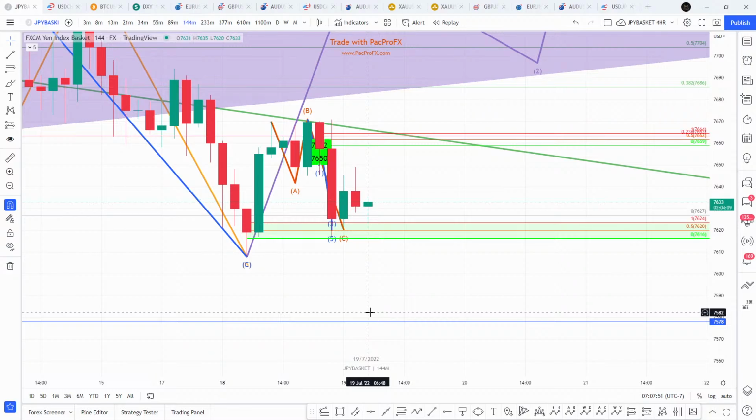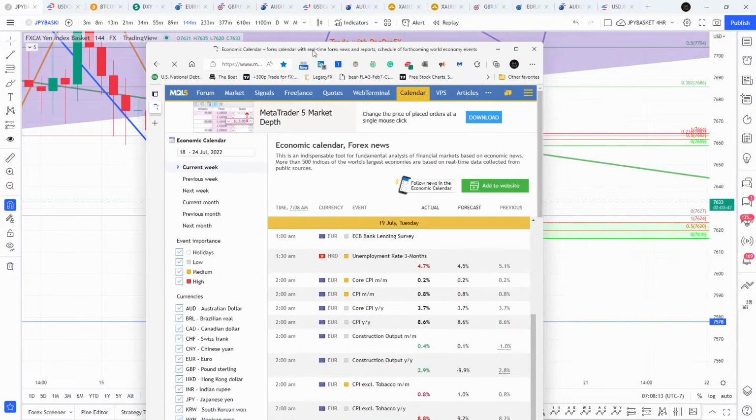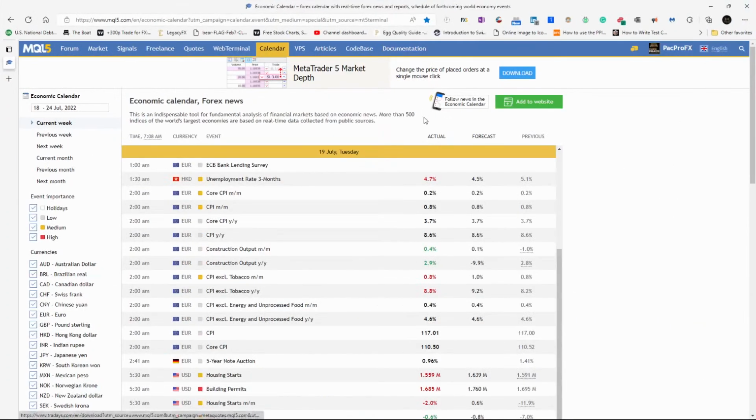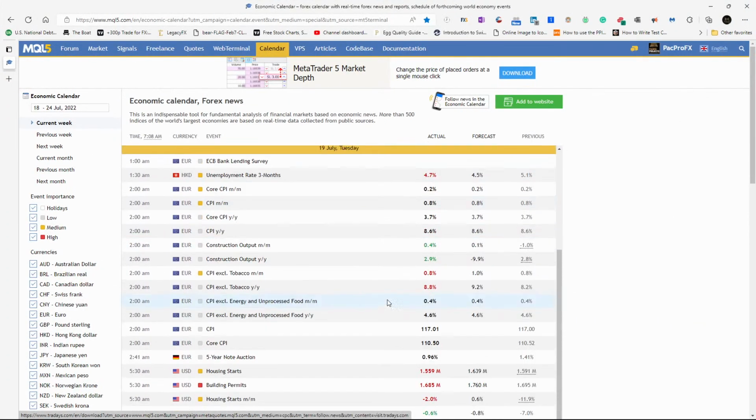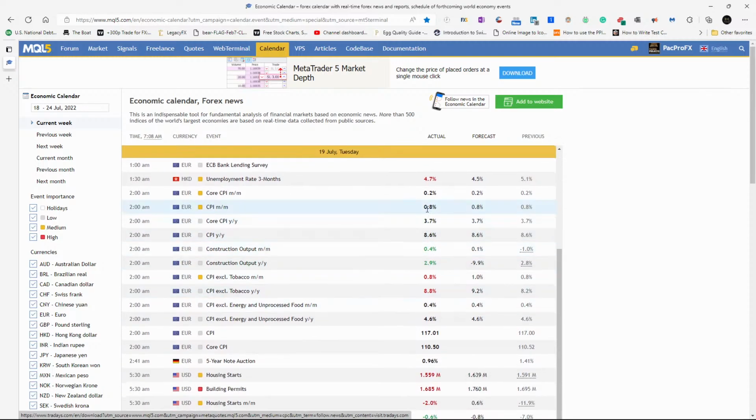All right. So let's recheck the reports for today and what's coming up today. So let's go to our economic calendar. And it looks like, oh yeah, we got these numbers overnight. Let's go over these here for Euro.